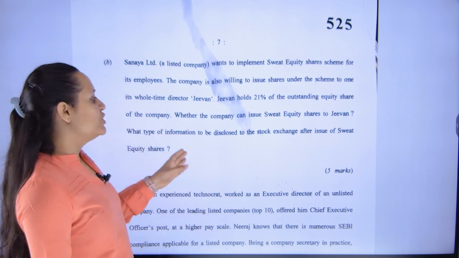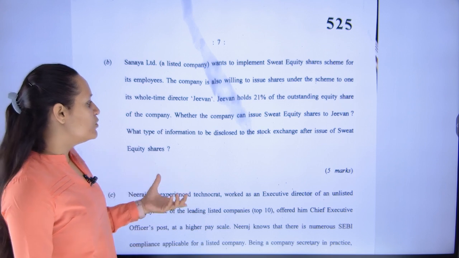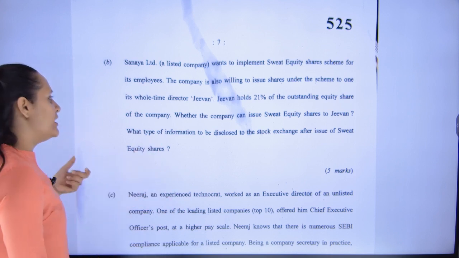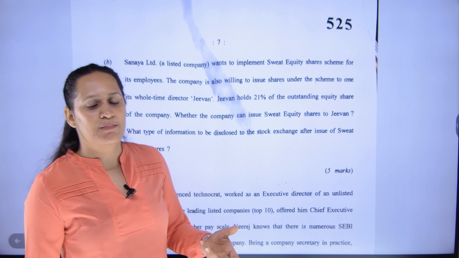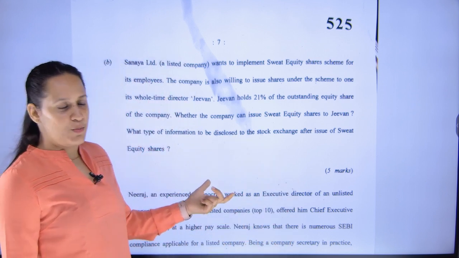Whether the company can issue sweat equity shares to Jeevan and what kind of information is required to be disclosed after the issue of these sweat equity shares. So again, it is direct applicability of the theoretical concept, eligibility and the disclosure requirements.